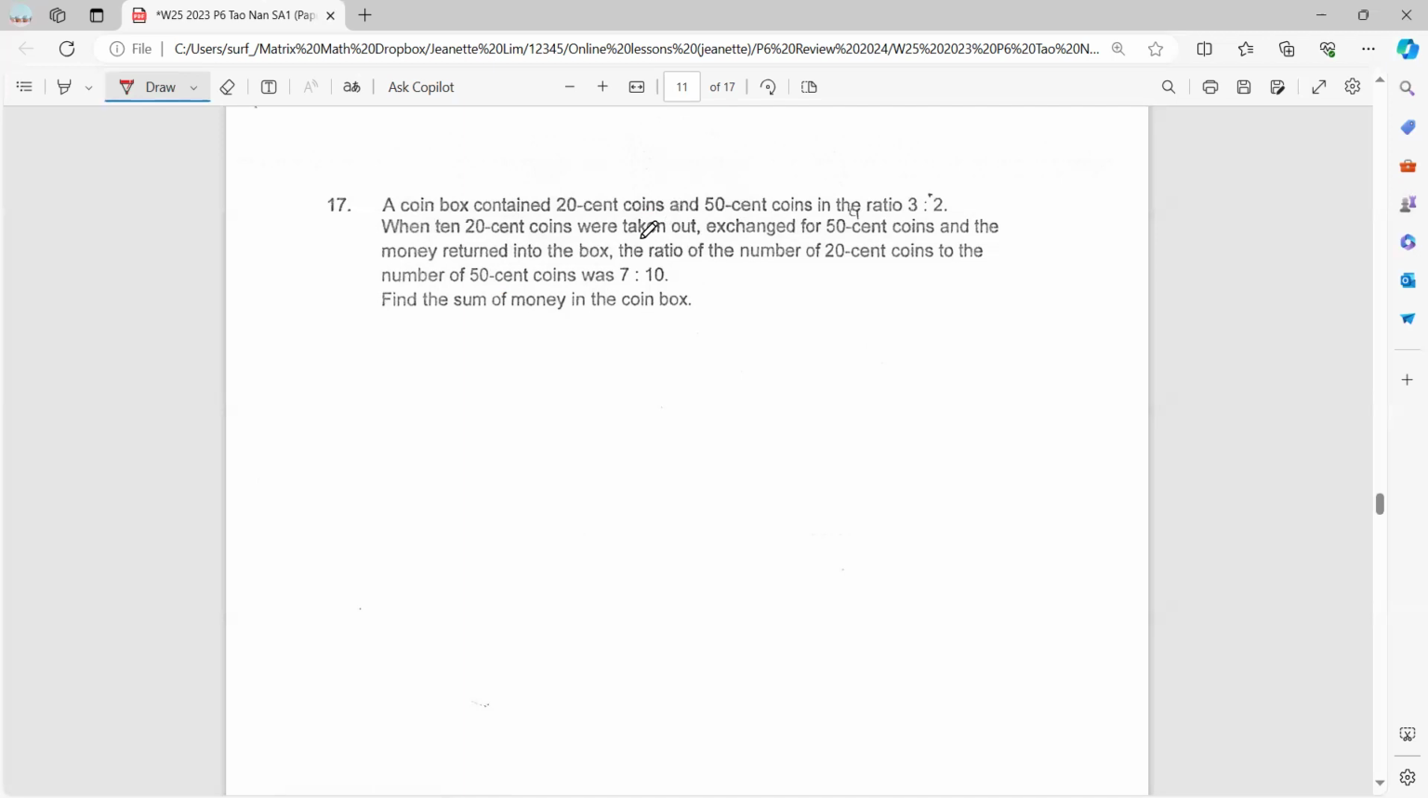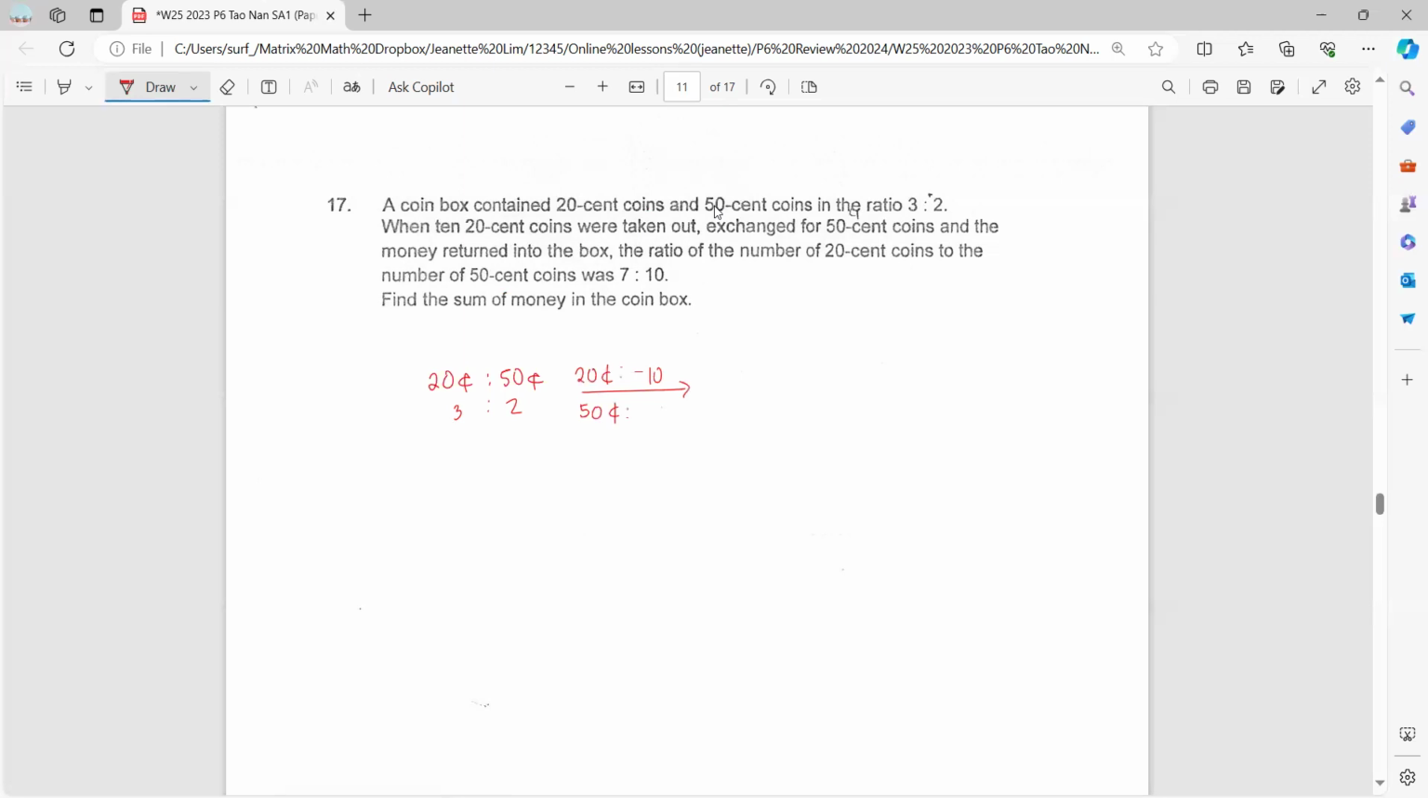Okay, so when we exchange the 20-cent coins for 50-cent coins, we're actually using equal value for exchanging. So starting off with 3:2, let's do before and after. 20-cent coins to 50-cent coins, 3:2. There is a change. Now we're talking about the number of coins here. So for 20-cent coins, 10 of them were removed. What about 50-cent coins? You're adding in, right?